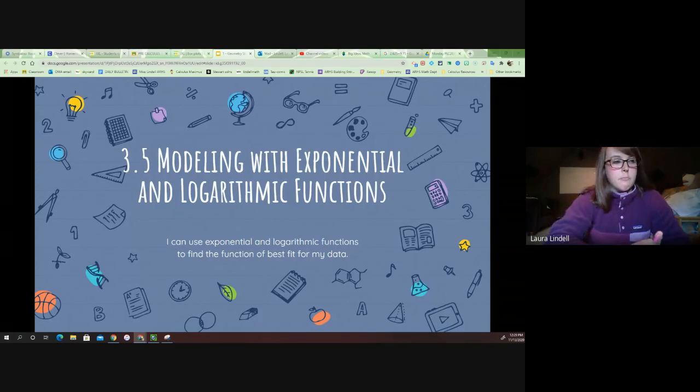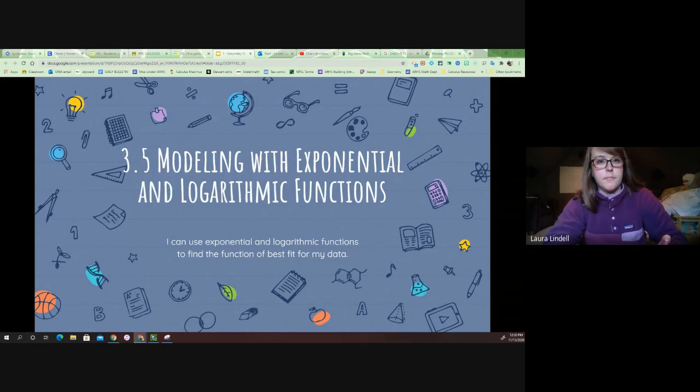So 3.5 is all about modeling with exponential and logarithmic functions. If you remember back to sometime in chapter 2, we talked about putting data in tables and then using the parabola or the cubic or the quartic of best fit, and finding those best fit functions. We're going to do the same kind of thing here, except with exponential and logarithmic functions. We're going to talk about how we would type that in, what it would look like to use Desmos to help us find the exponential or logarithm of best fit.